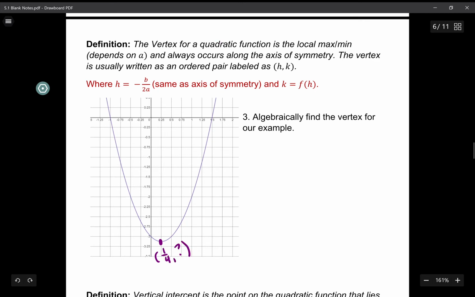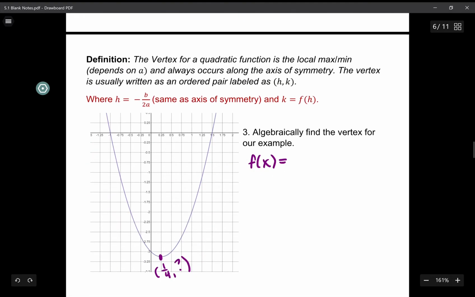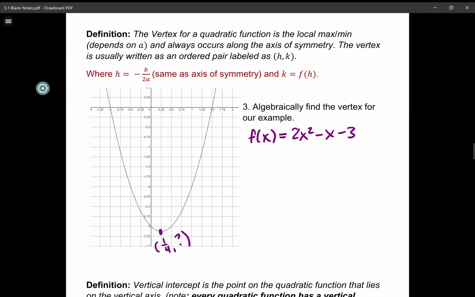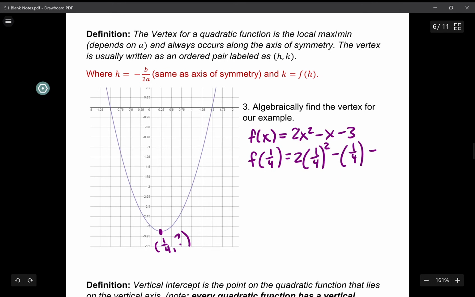Well, we know the function, right? We know the function is f of x equals, well, maybe we know it, 2x squared minus x minus 3. We know the function is 2x squared minus x minus 3. So if we know the x value, we can find the y value at the vertex by simply plugging in the x value. f of 1/4 equals 2 times 1/4 squared minus 1/4 minus 3.